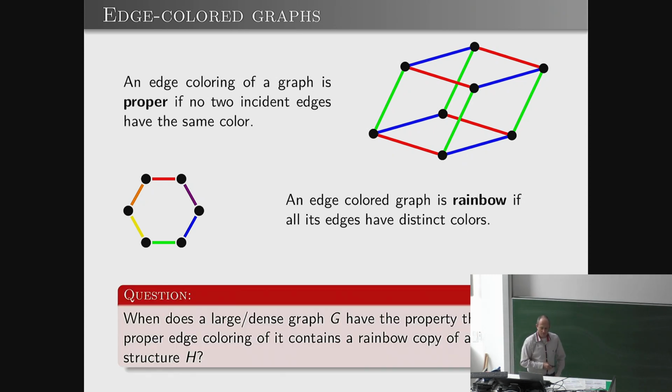Okay? And so what I want to do in this talk is discuss generally this question. So if you have a large and dense graph, okay, and then you look at an arbitrary proper edge coloring. So this would be important. I'm not taking any specific edge coloring. The only thing I want from the edge coloring is that it's proper, that at every vertex all edges get distinct colors. I want a very general result which says that if my graph is sufficiently dense and large, I can find in such a coloring some copy of a fixed graph H, your favorite fixed graph H, which say is rainbow.